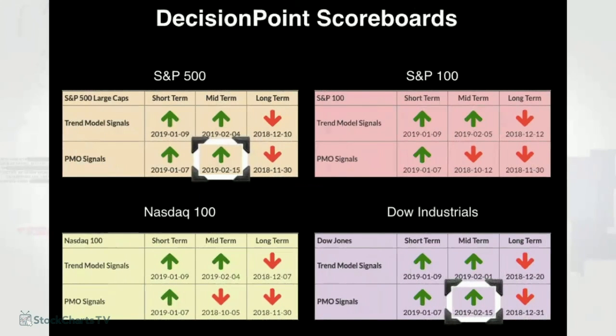We had only 2 signal changes this week, and they happened to be weekly signals. These IT midterm PMO signals come from the weekly chart. So we look at the weekly PMO, and when it gets the positive crossover, like it did for the S&P 500 and the Dow, we get a buy signal. So your trend model signals are all on the daily chart, just based on our different EMA crossovers. But the PMO signals come from the daily chart, weekly PMO, monthly PMO. So that's where those come from.